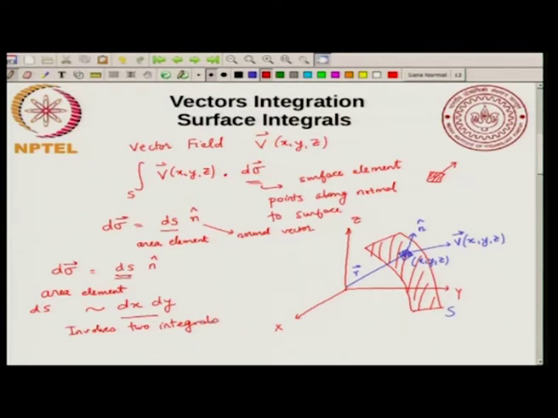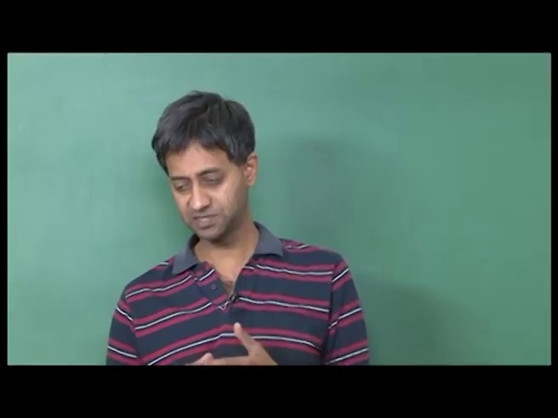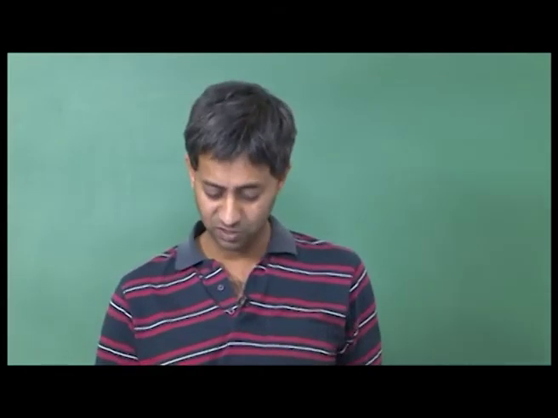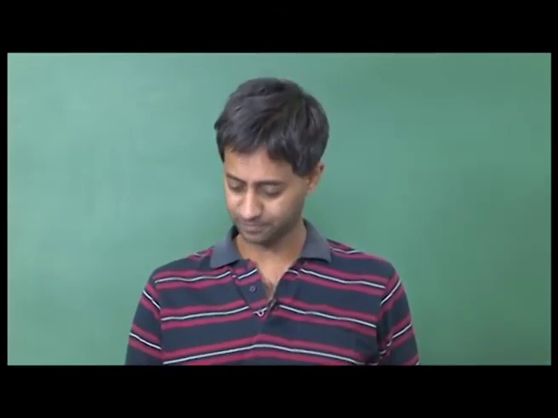Okay, so in general, if you want to calculate a surface integral, you have to do two integrals, one over dx and one over dy. Now, in certain cases you might use spherical polar coordinates. So, instead of dx dy you go to dr d theta and so on. But the basic idea of a surface integral is that since you are integrating over a surface, which is a two dimensional object, you will have to do two integrals.